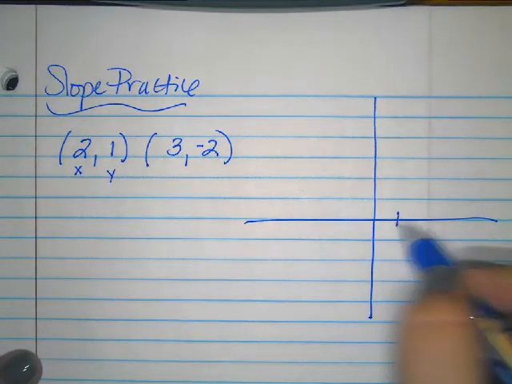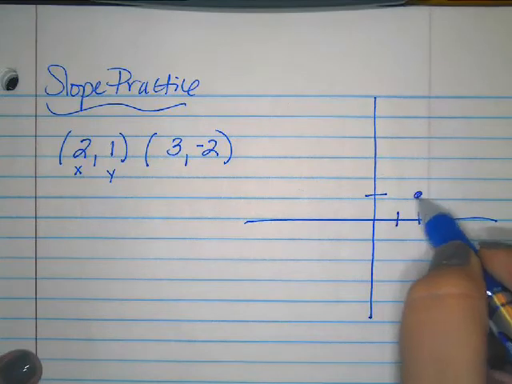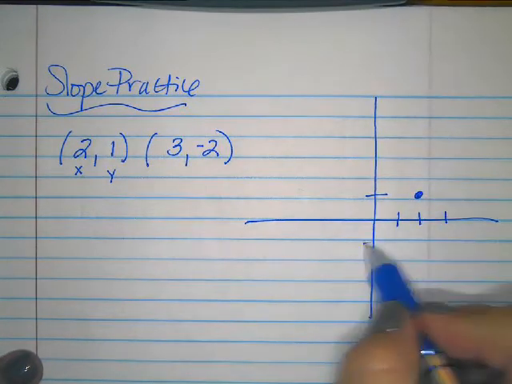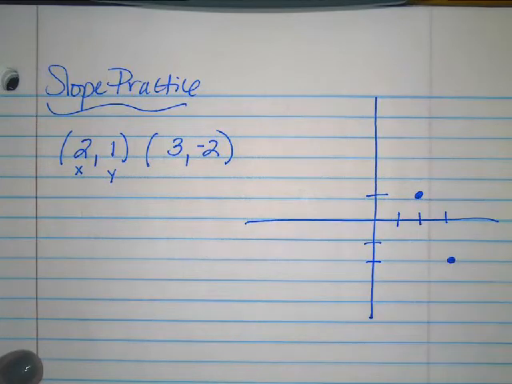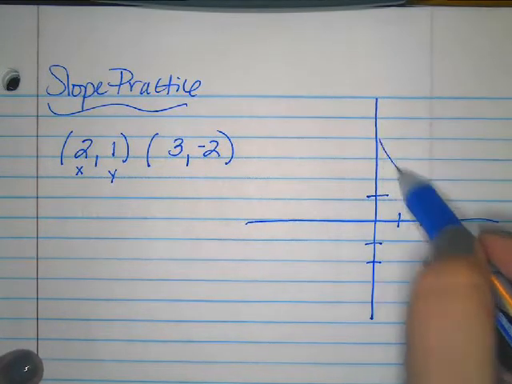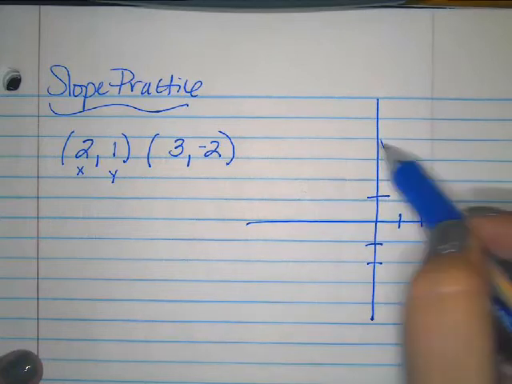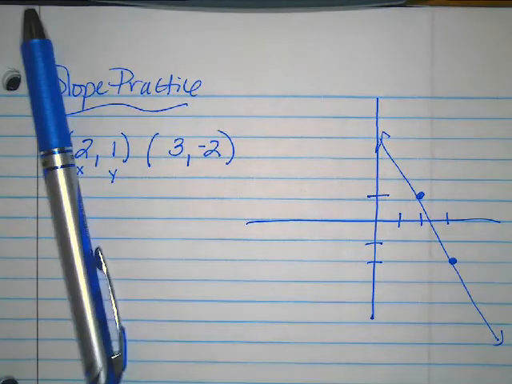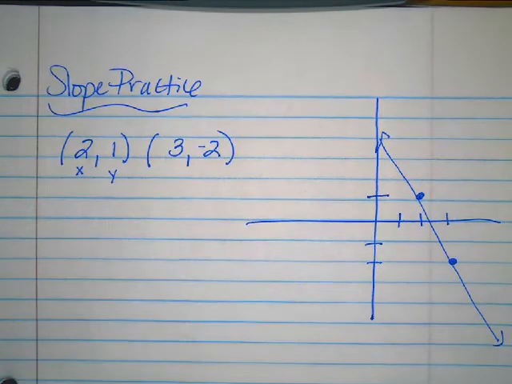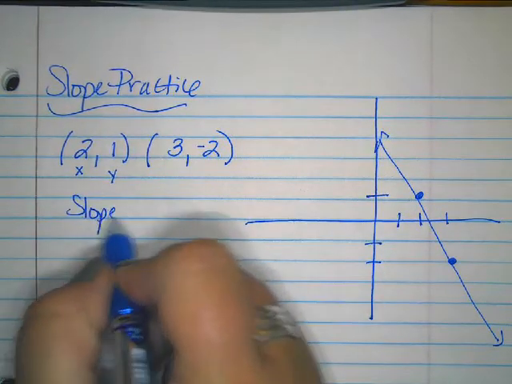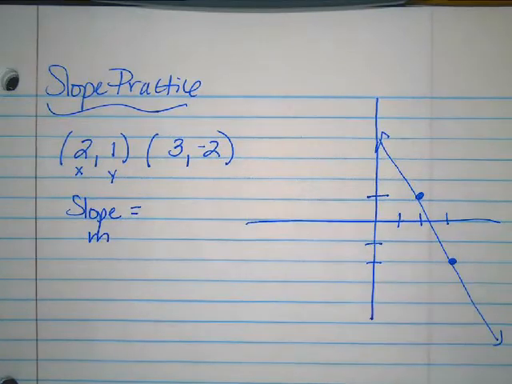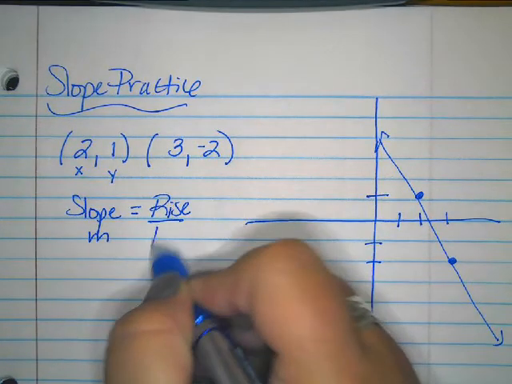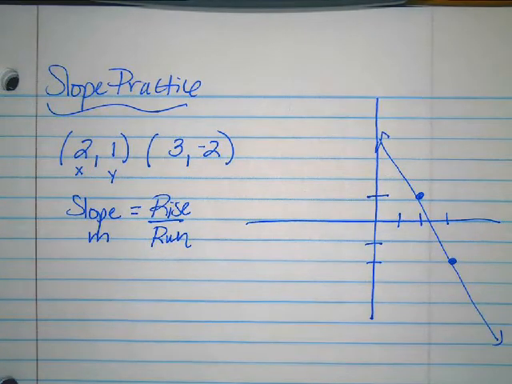So if I graph (2, 1), and then I graph (3, -2), if I imagine this kind of crooked line next term, I should be able to count and find the slope. So how would I know what slope or the m is? And remember that slope is always rise over run.